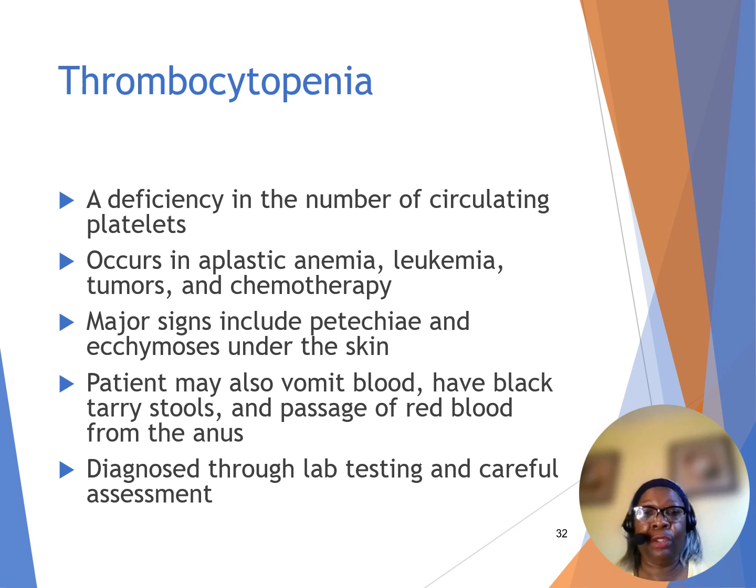Major signs include petechiae and ecchymosis under the skin. So, ITP. ITP is immune thrombocytopenia purpura, which only means purple spots or patches. We got fancy words for simple stuff. Purple spots or patches is immune thrombocytopenia purpura.